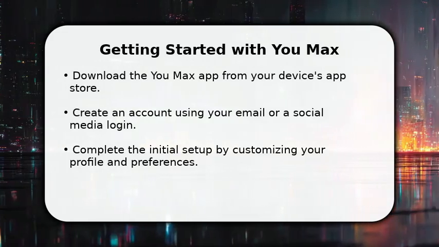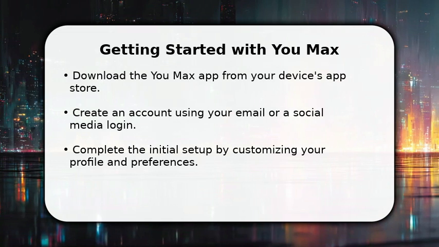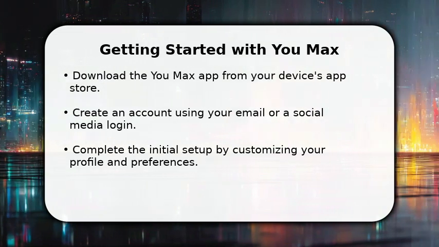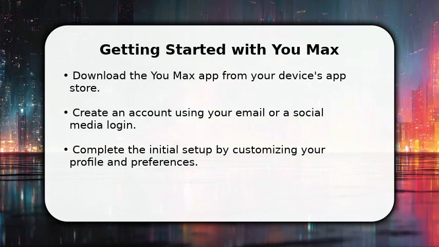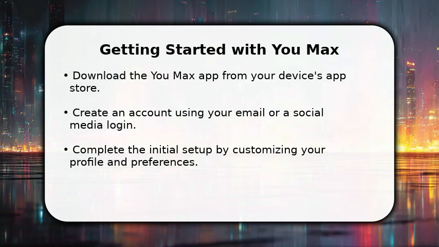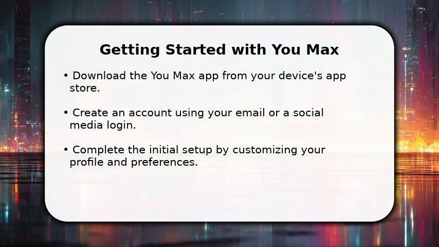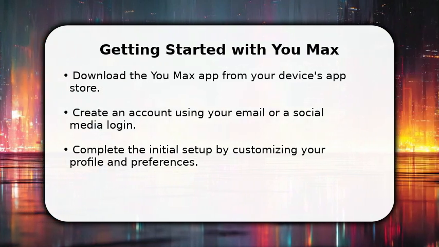In this video, I will explain how to use the UMax app. First, navigate to your device's App Store, whether it's the Apple App Store or Google Play, and search for UMax. Once you've downloaded and installed the app, open it and proceed to create your new account. You can register using your email address or conveniently link an existing social media profile.